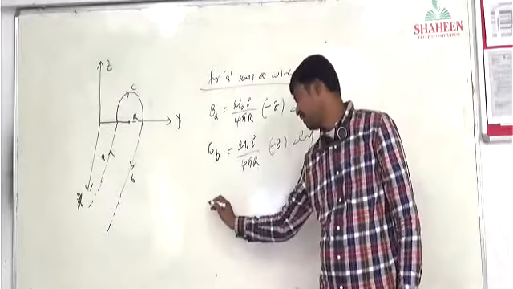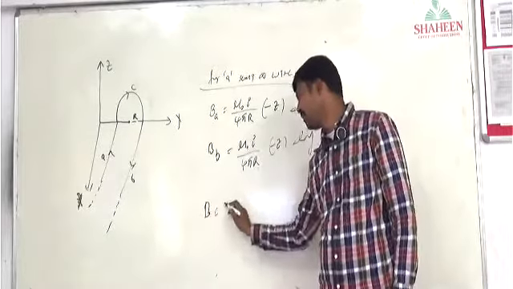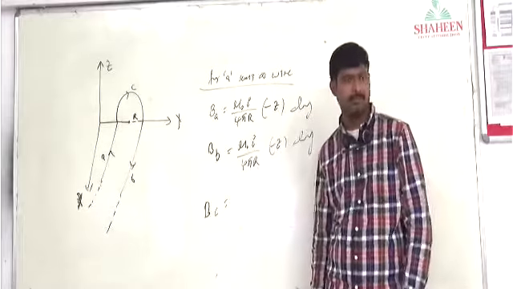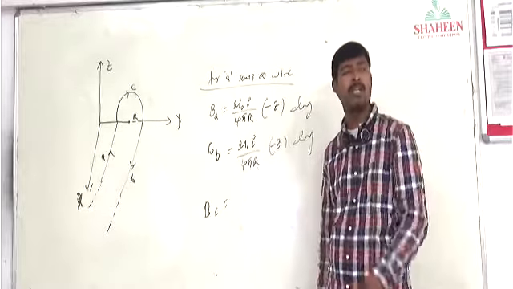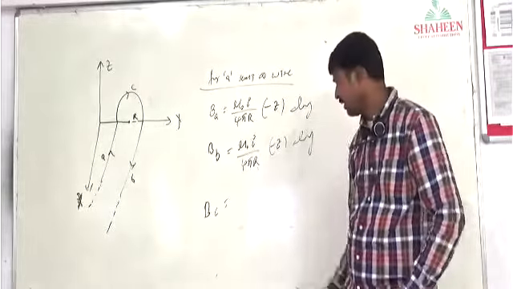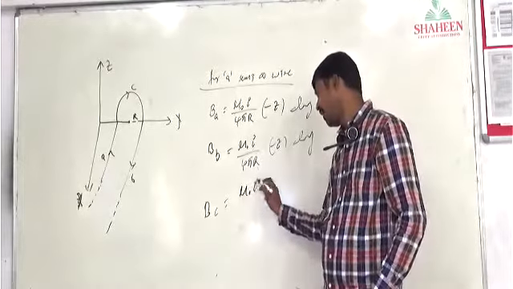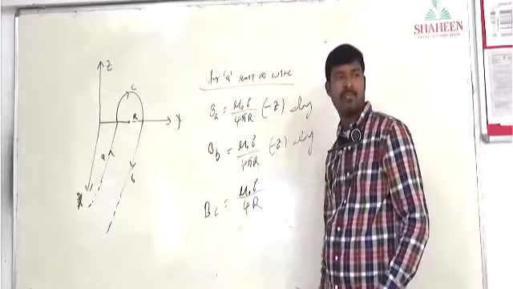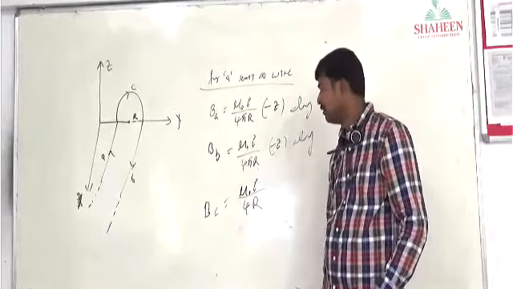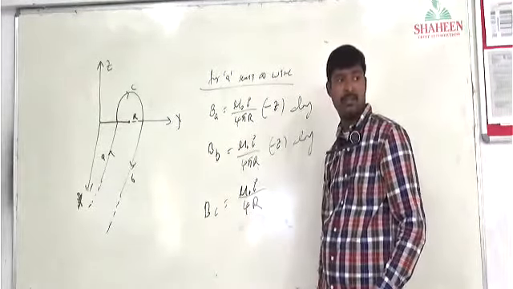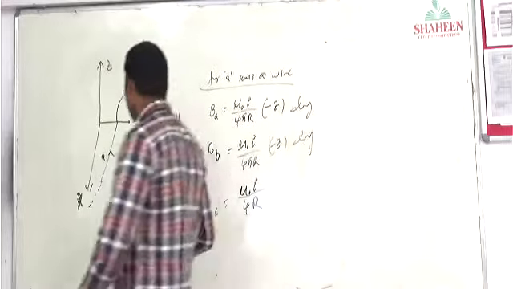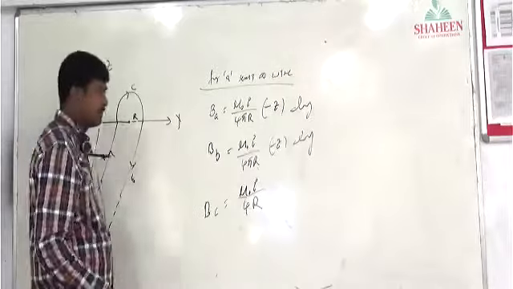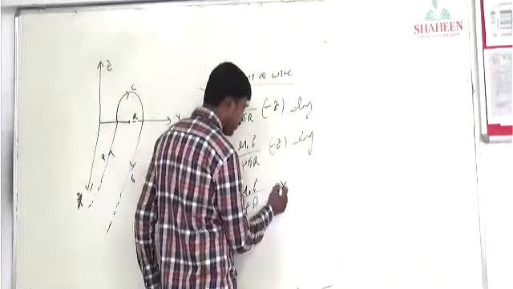Then for C, the semicircle. For a circle it is mu naught I by 2r. For a semicircle, mu naught I by 4r. So mu naught I by 4r. But which direction? Along negative x.